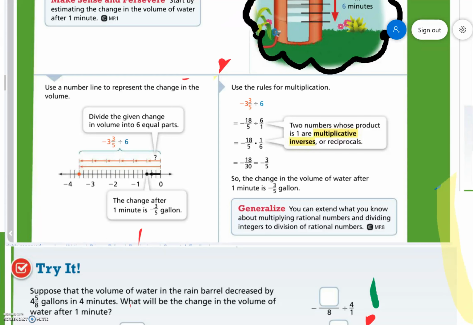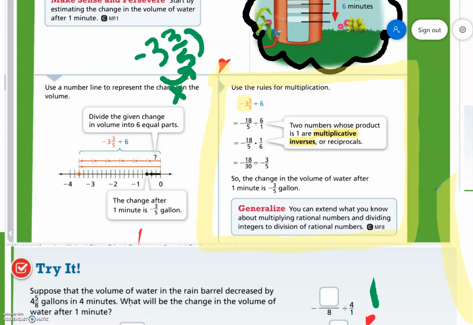So they use the number line to represent the change in volume, but I want to focus more on what's in the box to the right. It says use rules for multiplication. How are we going to get to multiplication? Well, we have negative 3 3/5 divided by 6. The first thing they did was took this mixed number and turned it into an improper fraction. Remember, -3 3/5. You multiply 3 times 5 and add 3. So 3 times 5 is 15, plus 3 is 18. So we have -18/5 divided by 6/1.